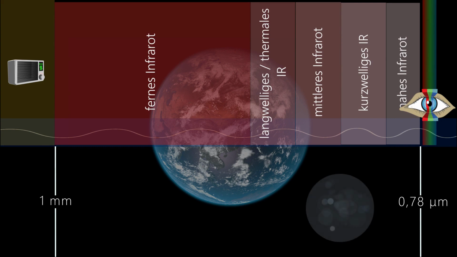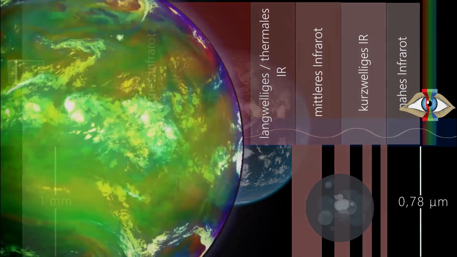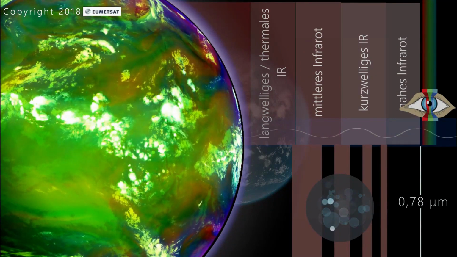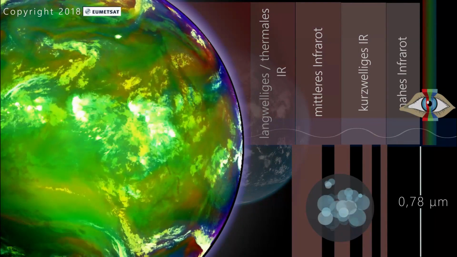For instance, water vapor absorbs certain areas of the mid and shortwave infrared particularly well. A circumstance that allows meteorologists to use these wavelength ranges to determine the water vapor content in the atmosphere, assess humidity, or track air movements.